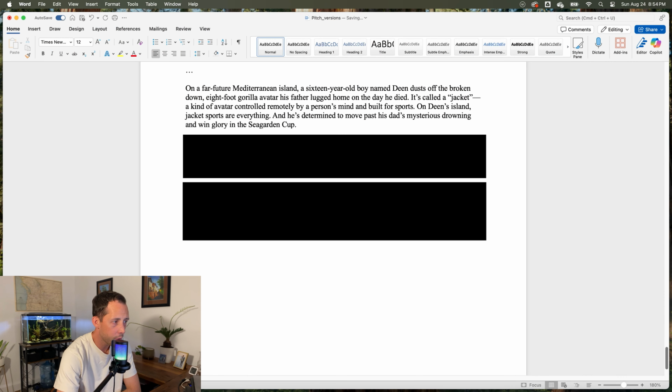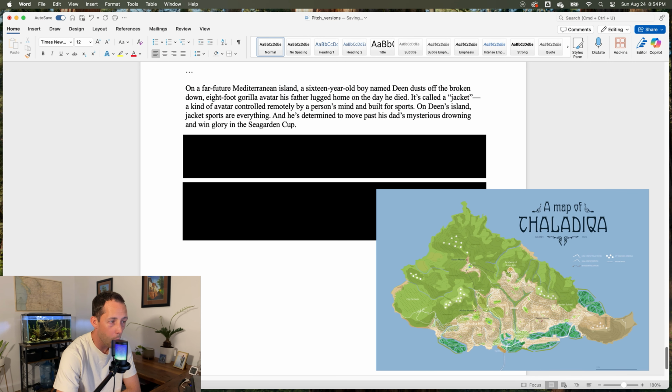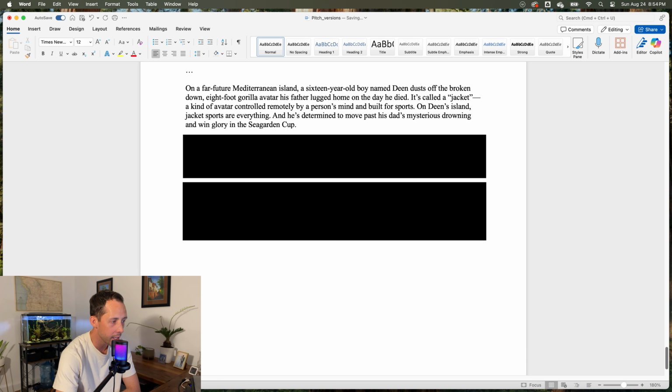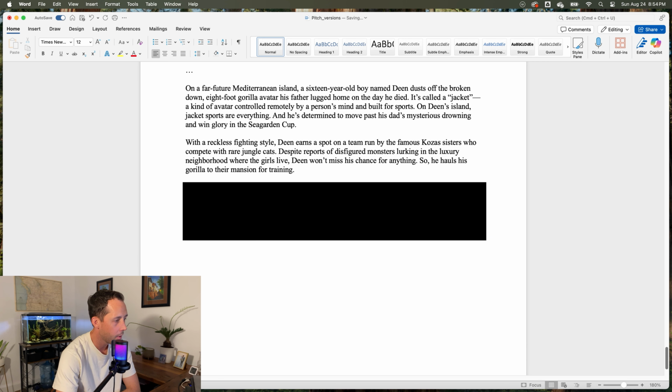On a far future Mediterranean island, a 16-year-old boy named Deen dusts off the broken-down 8-foot gorilla avatar his father lugged home on the day he died. It's called a jacket, a kind of avatar controlled remotely by a person's mind and built for sports. On Deen's island, jacket sports are everything, and he's determined to move past his dad's mysterious drowning and win glory in the Sea Garden Cup.